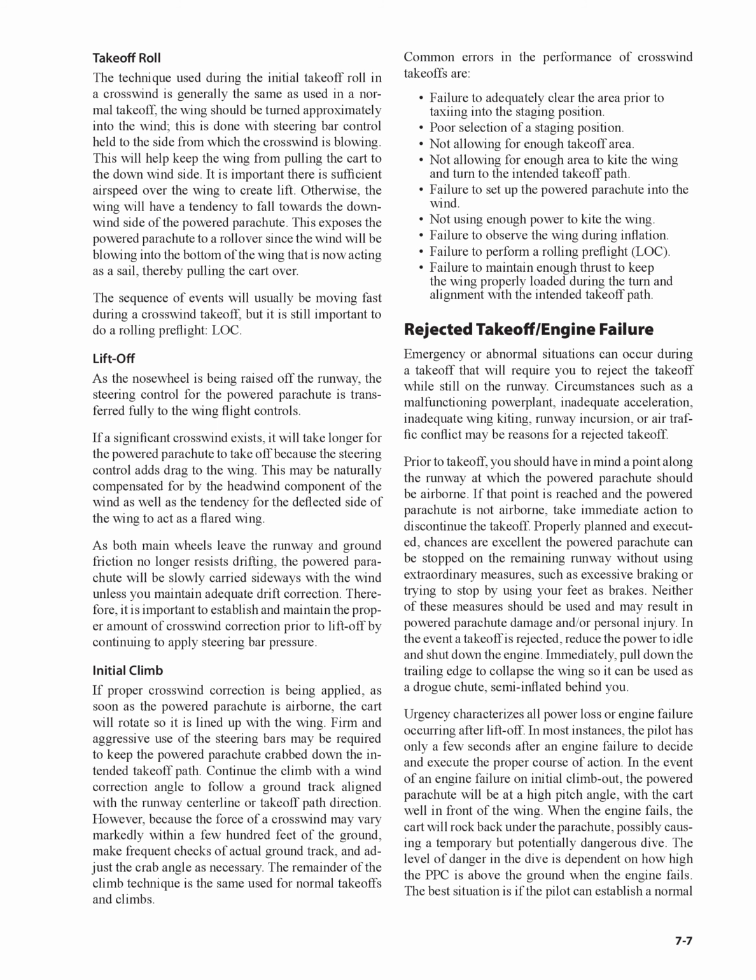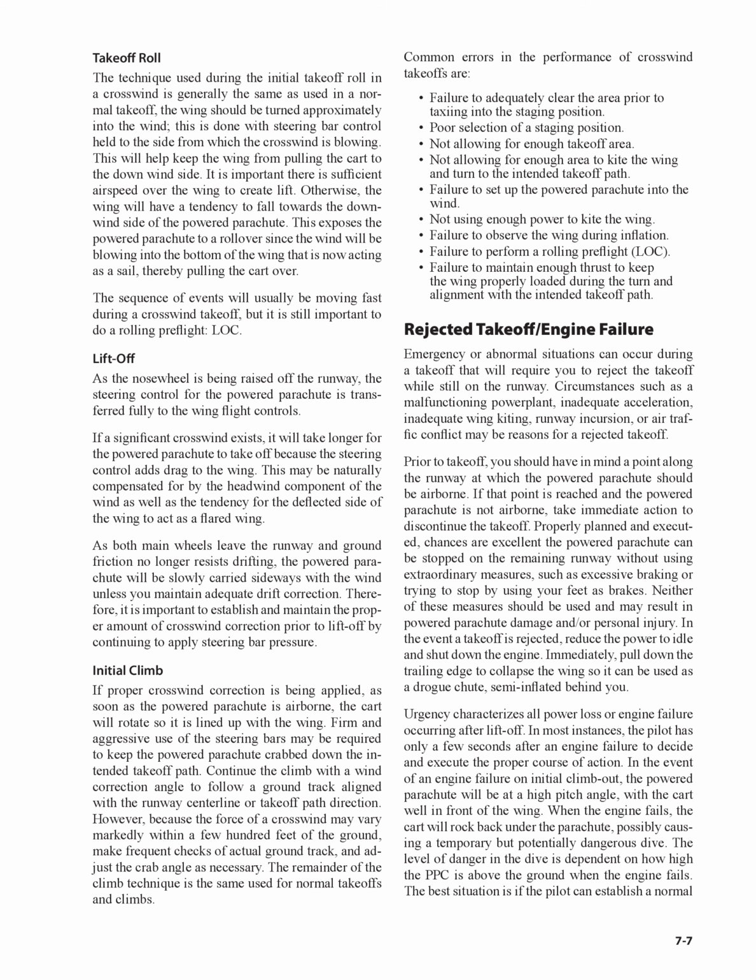Continue the climb with a wind correction angle to follow a ground track aligned with the runway centerline or takeoff path direction. However, because the force of a crosswind may vary markedly within a few hundred feet of the ground, make frequent checks of actual ground track, and adjust the crab angle as necessary. The remainder of the climb technique is the same used for normal takeoffs and climbs.